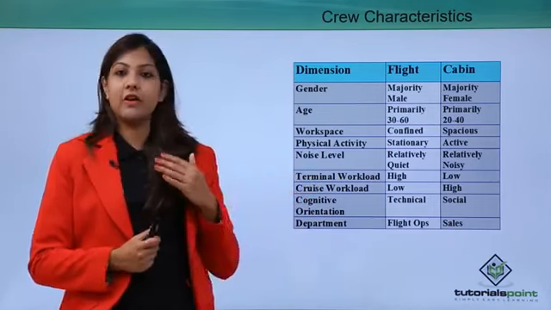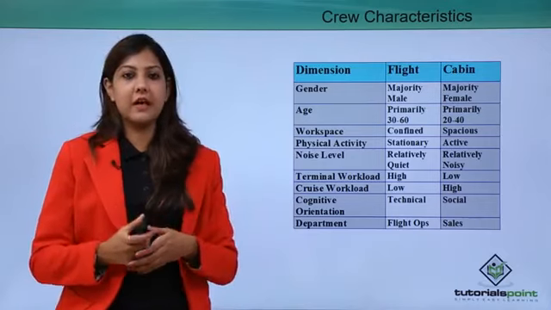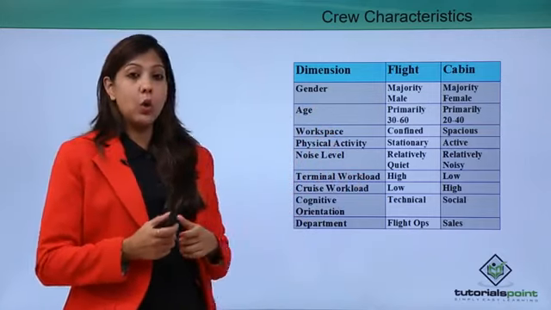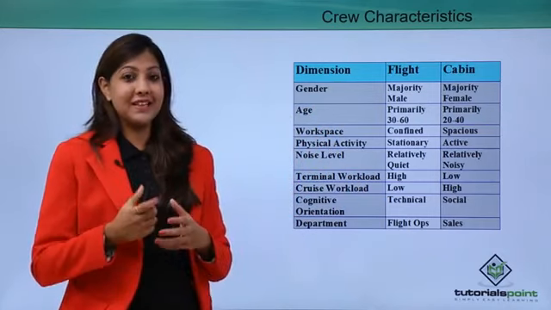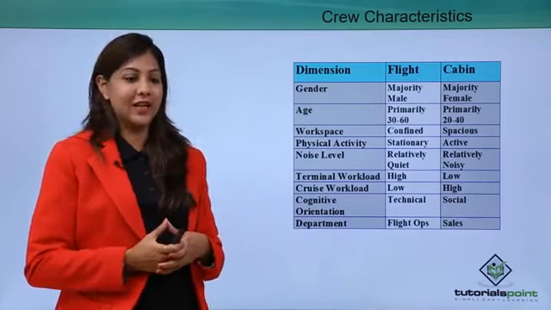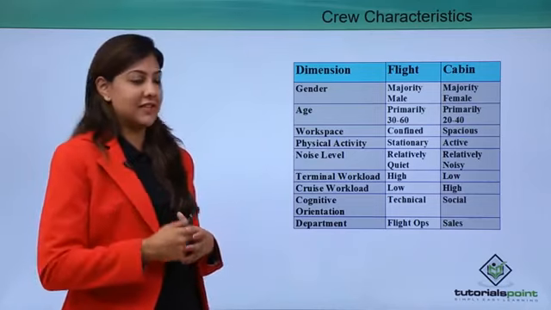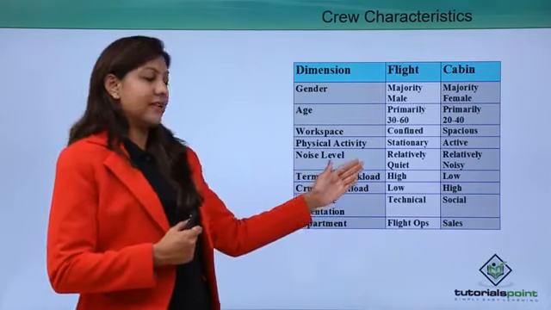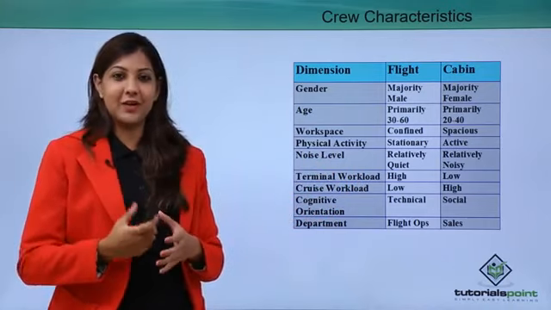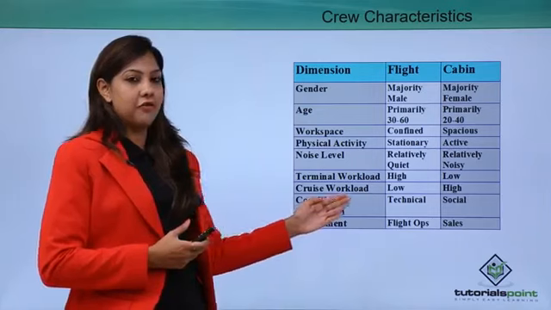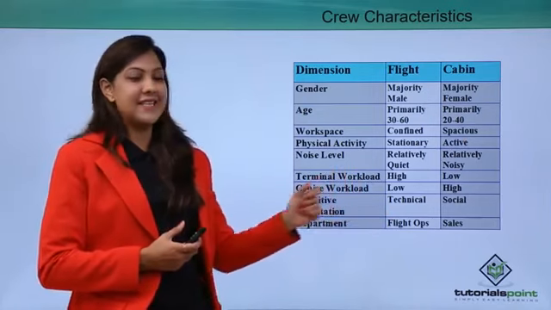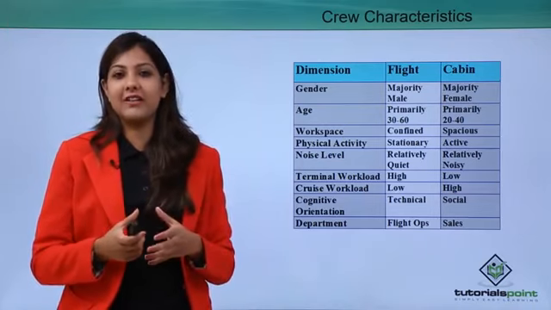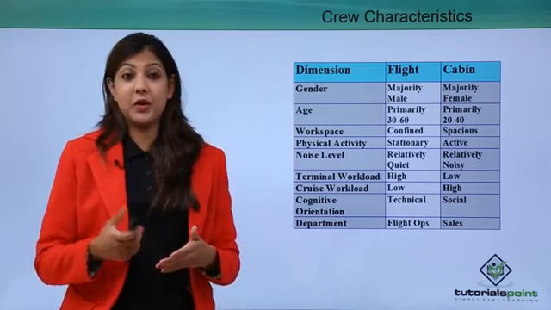Talking about the cruise, when the aircraft takes off and it is at cruise level, which is 30,000, 35,000 feet above mean sea level, at that time the flight crew has low workload, but in the cabin the crew has a high workload because they have to do the service, etc. Cognitive orientation is mostly technical for the cockpit crew, whereas it's social for cabin crew because they have to interact with the passengers. Department is flight operations for cockpit crew and sales for the cabin crew. Well friends, I'm sure you've understood that these differences create a lot of stress between the cockpit crew as well as the cabin crew.